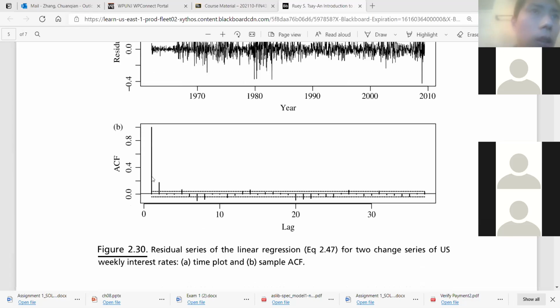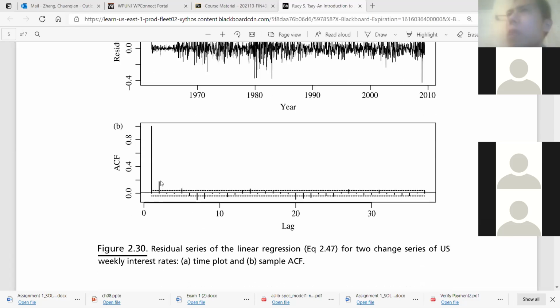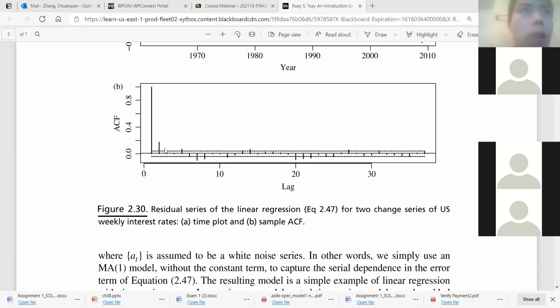Okay, so if you look at the autocorrelation, there are still some concerns. For example, lag 1 is still very significant, and lag 2 is still very significant. And look at this, there's some up and down, up and down, up and down. This is a kind of signal that there's some business cycle, that means their relationship is kind of cyclical. And you will find that there is still some significant autocorrelation.